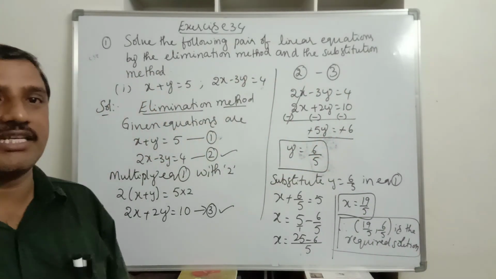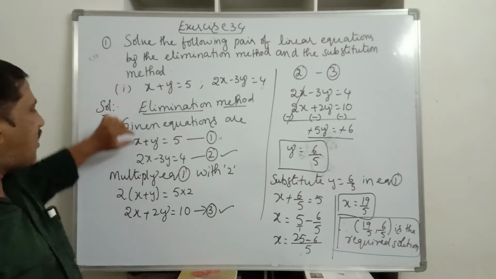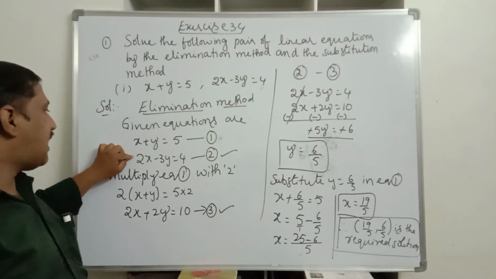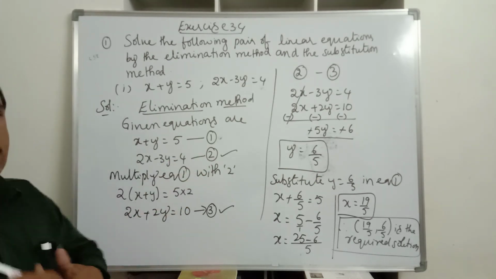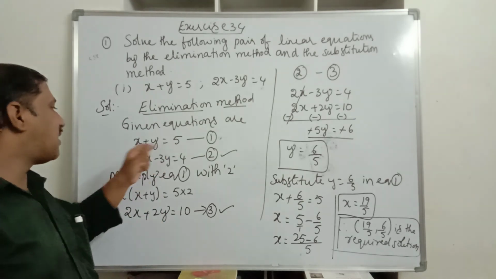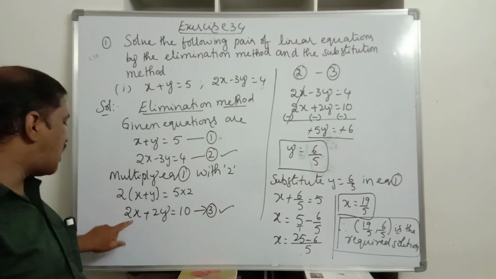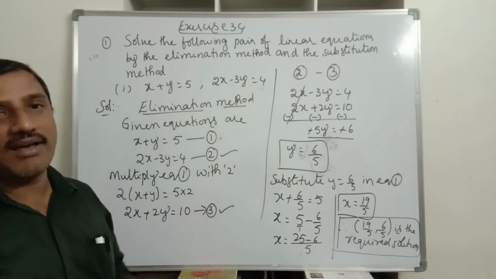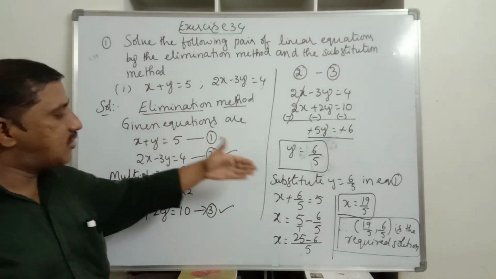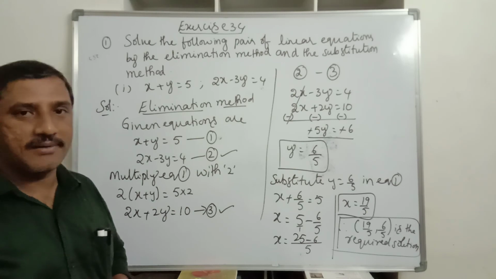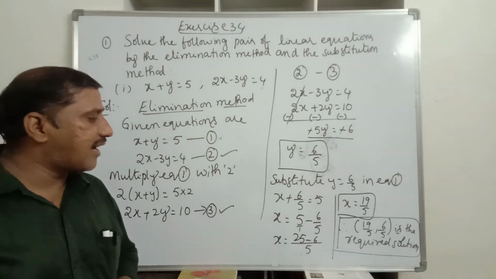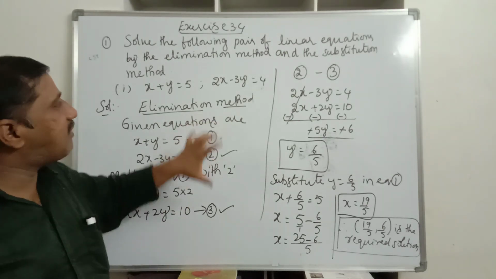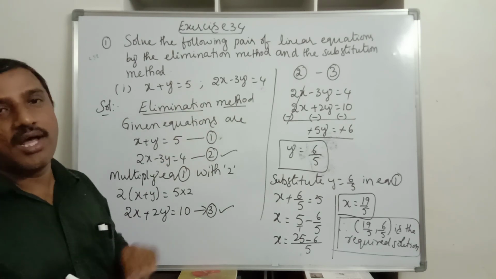Like this we will find in the elimination method. How do we find it? First step, we should make the coefficients of either x or y equal. I have made x equal here by multiplying equation 1 with 2. If we want to make the y coefficients equal, multiply the equation with 3. Then equation 2 and equation 3 have the same x coefficients with the same sign, so subtract the equations and we will get the y value. Substitute the y value in equation 1, so that we will get the x value as 19/5. Therefore the solution 19/5, 6/5 is the required solution. So this is by the elimination method. Now we will find it for the substitution method also. Is it clear?